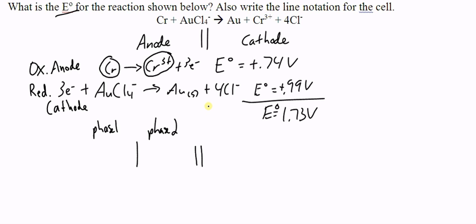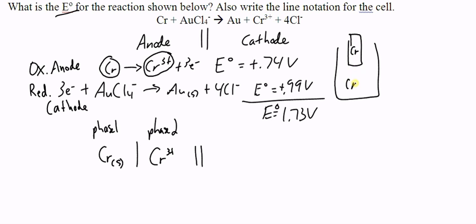My recommendation is always to put the solids on the outsides of our line notation, so at the very outsides. So for this case, we'll put chromium solid here on the outside. That's what's going to behave as the electrode for our anode compartment. And then the other component of our anode compartment is going to be Cr3+. So it's kind of like we've taken chromium 3+, and turned it into this side of our line notation. So now we have to deal with the cathode portion.